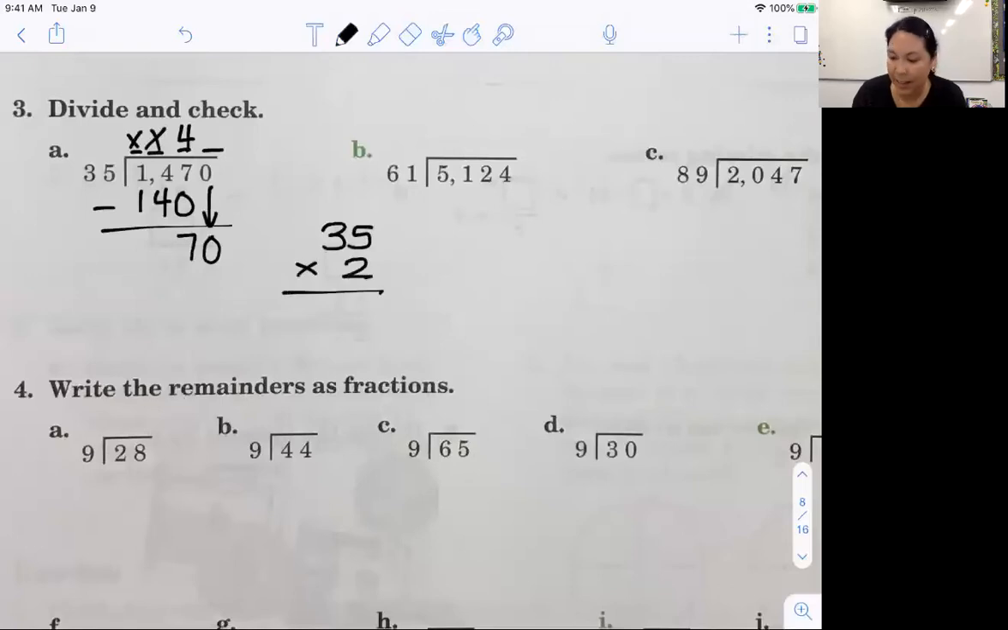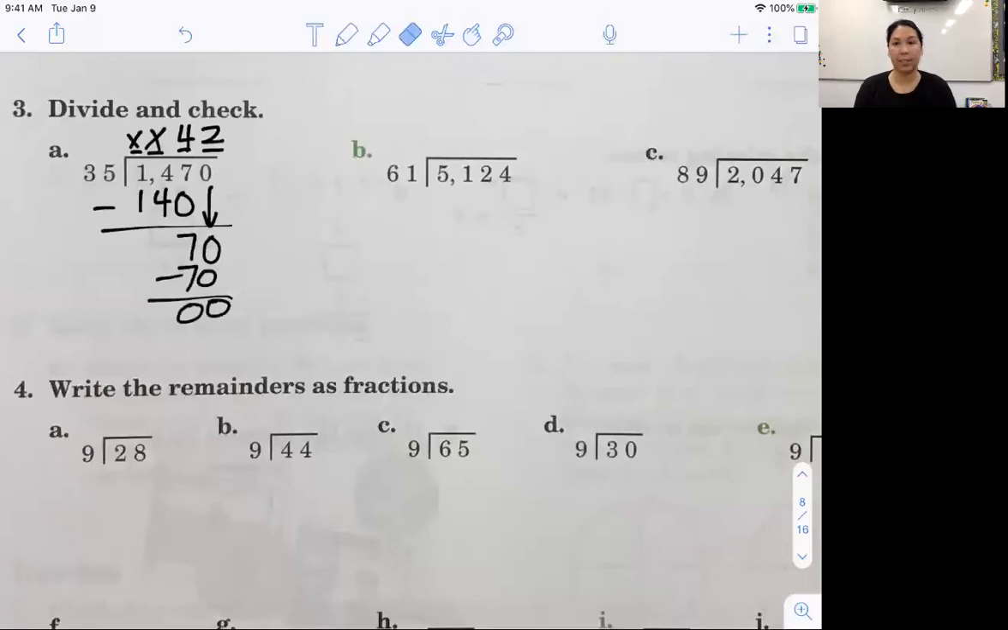Let me show you. I did that one in my head. 5 times 2 is 10, carry the 1. 2 times 3 is 6, plus 1 is 7. So it goes in exactly 70. I don't have any remainder there. Okay, they do want us to check.